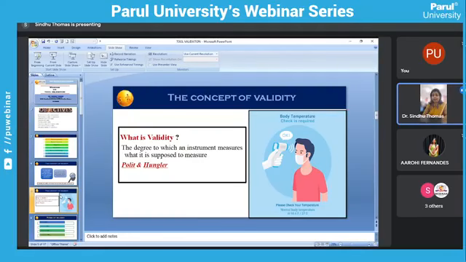What is validity? Validity is the degree to which an instrument measures what it is supposed to measure. It is a very common definition given in Polit and Hungler. In short, whatever we are going to do is an instrument. Here I have shown a picture of an instrument. We use a thermometer. Nowadays this thermometer is very regular since COVID came into the picture. So we are using a thermometer to check the temperature.